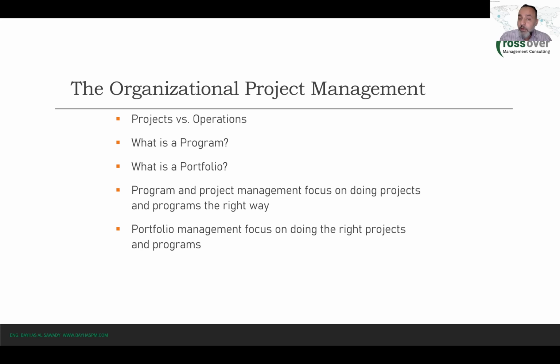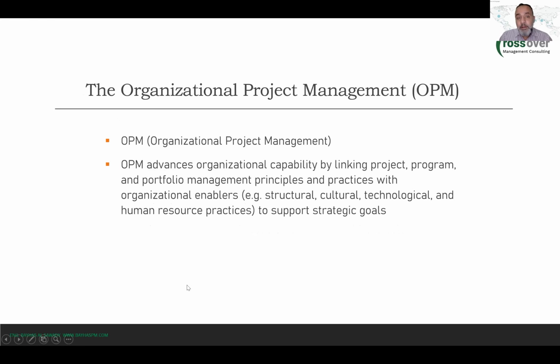Because imagine if the portfolio management selected projects and programs that were not relevant, that will not help us achieve our strategic objectives, the investment will be waste, correct or not? So the portfolio management focuses on selecting the right projects and programs, while the project and program management focus on doing their projects and their programs correctly. Okay, does that make sense? Hopefully.